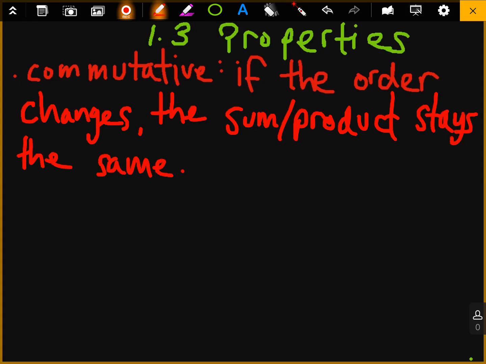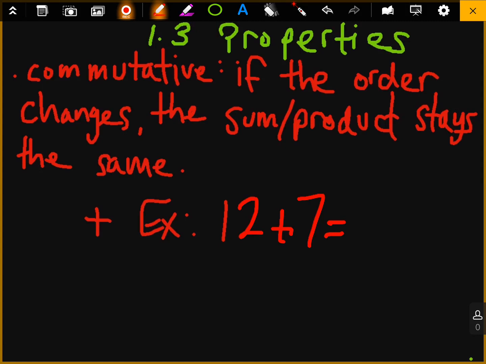What this means is, in addition, and this is just an example for the definition, not your actual example: if you have 12 plus 7, and you change that order to 7 plus 12, the answer is still going to be 19. Regardless of the order, the sum is going to be the same because that's for addition. So that's our addition example.